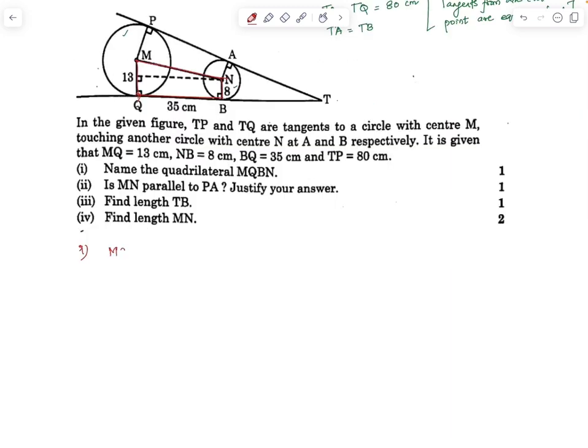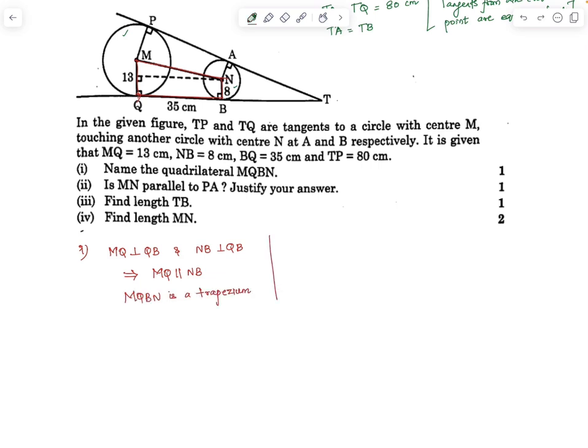Here, MQ is perpendicular to QB and NB is also perpendicular to QB, which implies MQ is parallel to NB. So now, in the quadrilateral MQBN, one set of opposite sides are parallel, which means this shape is a trapezium.